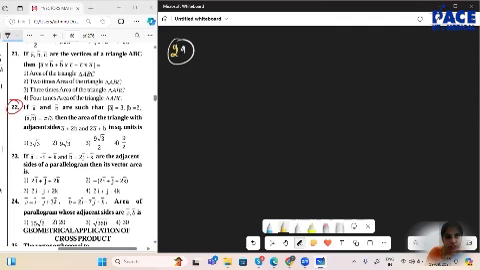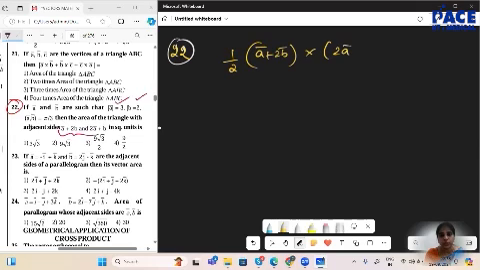Yes, for the next question also, that is the 22nd question, you are given the magnitude of A and the magnitude of B, and the angle between A and B are given. Then the area of the triangle with the adjacent sides given to you. So what is the area of the triangle given? The adjacent sides are half into the cross product of the adjacent sides. So that is your A plus 2B cross 2A plus B.